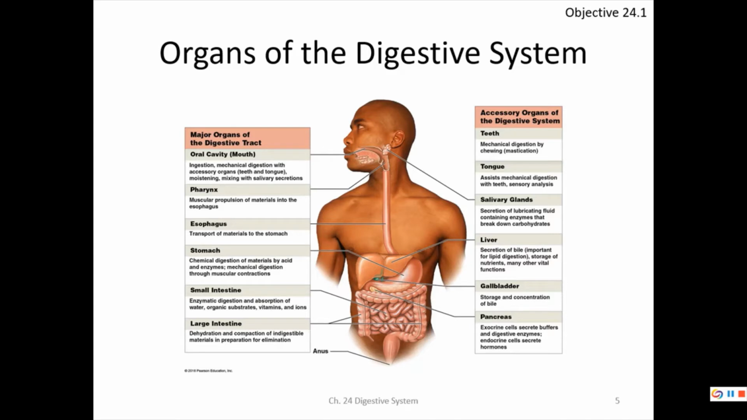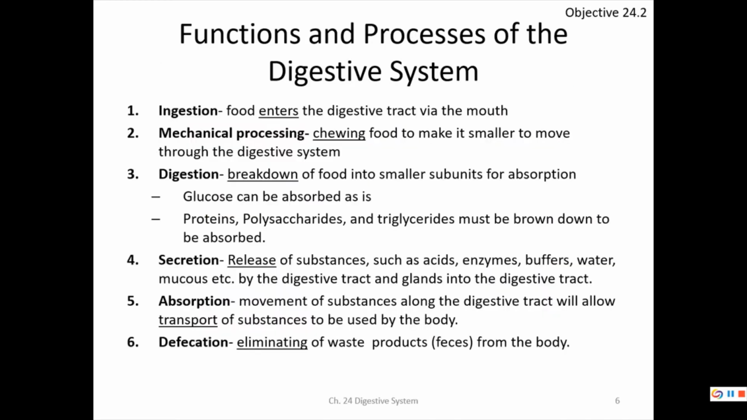Now, what do we basically say? What are the 4 things, or rather 6 things, our digestive system does for us? There are a variety of functions we have. First off, we're going to ingest. We're going to get the food into the mouth, okay? Food enters the digestive tract, and it does this using the mouth. We're going to put the food in the mouth.